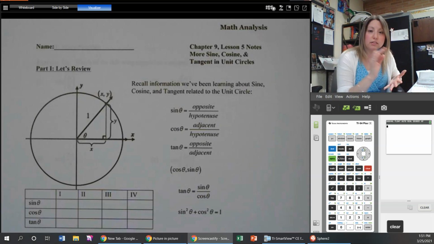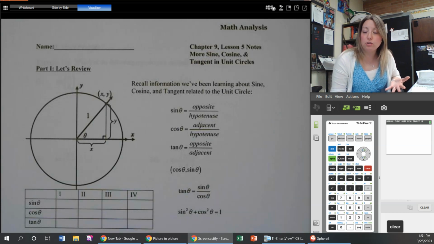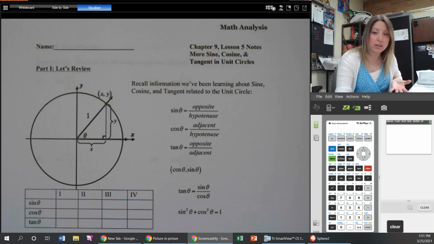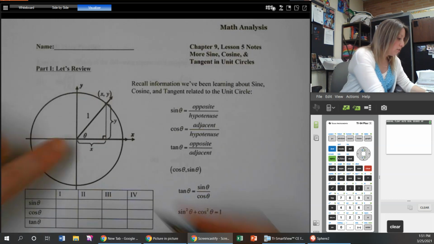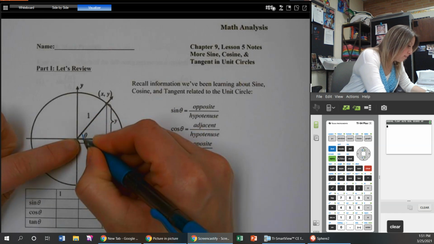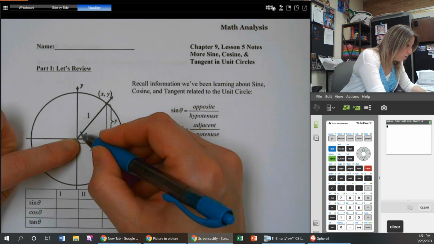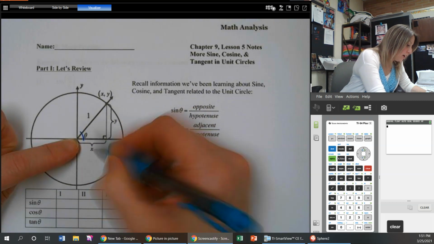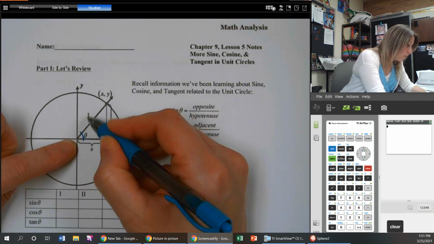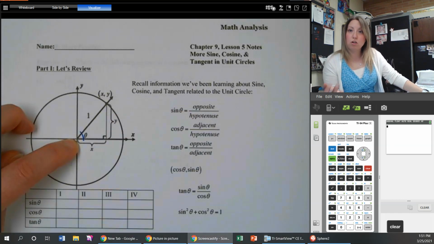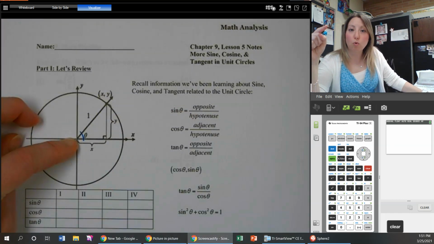Sine of theta is the opposite over hypotenuse sides in your right triangle. Cosine of theta is your adjacent over your hypotenuse sides in your right triangle. And tangent of theta is the opposite over adjacent sides in your right triangle. So this is your theta. Your opposite side is over here, the y. Your adjacent side is over here, the x. And your hypotenuse side is 1, because this is a unit circle, so your radius is a length of 1.